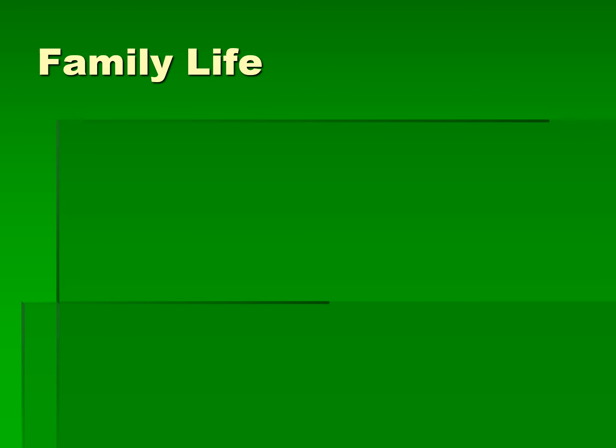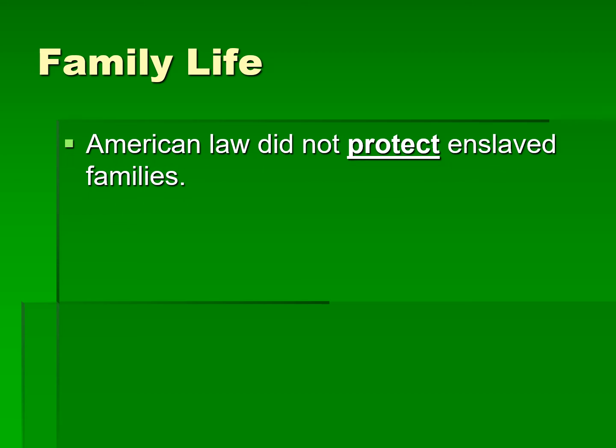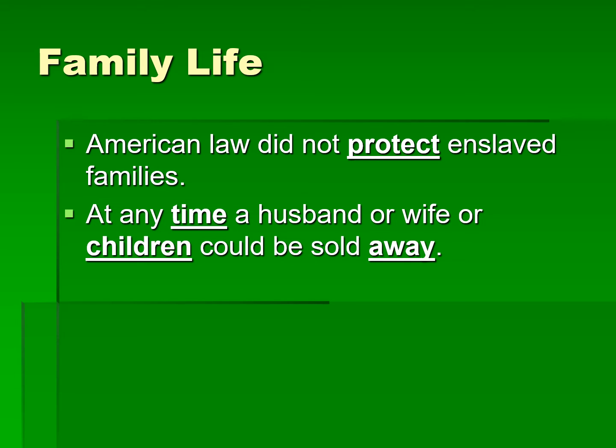Now, what was family life like? Well, first of all, you've got to understand that American law did not protect enslaved families. There were no guarantees of keeping families together whatsoever. This meant that at any time, a husband, a wife, or a child could be sold away. Certain states did have laws; for example, in Louisiana, you couldn't sell a child under the age of 12. But the reality is, slave owners lied all the time, or simply ignored the law, and they would sell children away. They would sell the moms away, whatever it may be. And so this is breaking down the family for them.